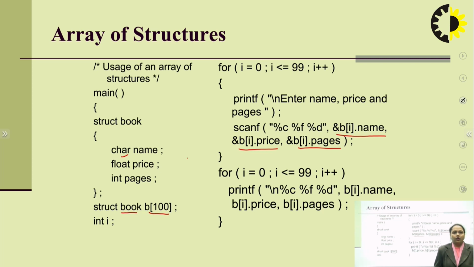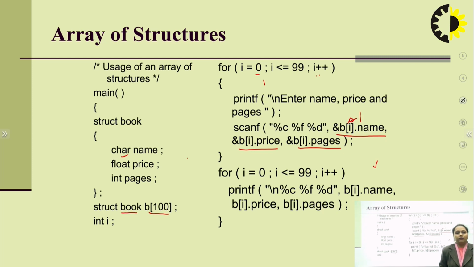As the value of i changes, the data entry will change. First of all, the value of i is 0. So the first entry will be created as b0.name, b0.price, b0.pages. That is the first entry, or we can say the entry of the first book. Next, the value of i is updated by 1. i will become 1.